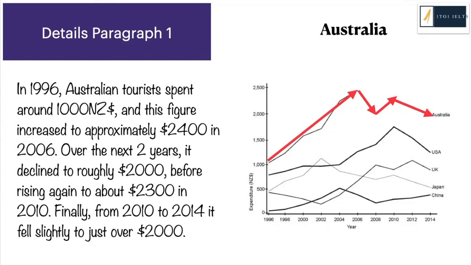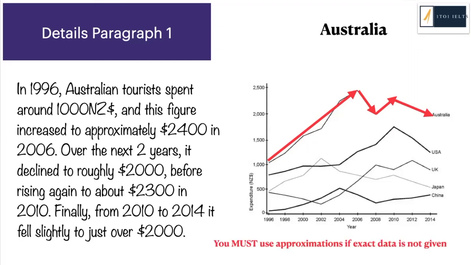So here we said in 1996, Australian tourists spent around 1,000 New Zealand dollars. And this figure increased to approximately 2,400 in 2006. Over the next 2 years, it declined to roughly $2,000 before rising again to about 2,300 in 2010. Finally, from 2010 to 2014, it fell slightly to just over $2,000.